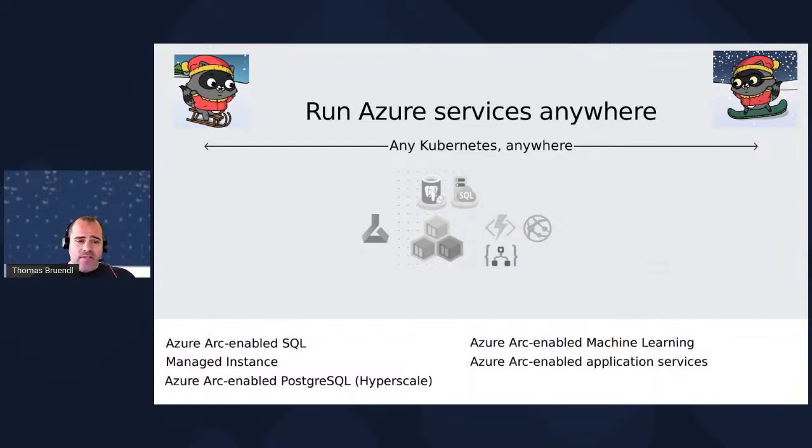Then we have application services consisting of the Azure App Service to host web apps, the Azure Functions to execute code in a serverless way, and Logic App, a low-code platform to create, for example, automated procedures. All these services can be obtained with Kubernetes at any location as a PaaS service.